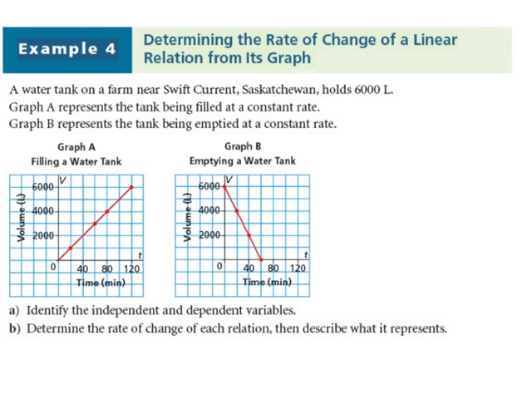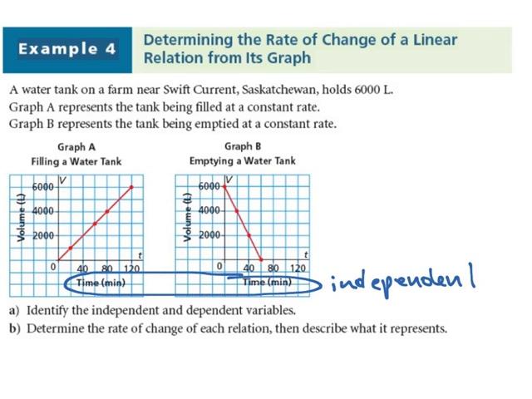So let's first talk about the independent and dependent variable. Usually the independent variable is located on the horizontal axis. In this case, the independent variable is time, while the vertical axis is the dependent variable. And that dependent variable is volume.